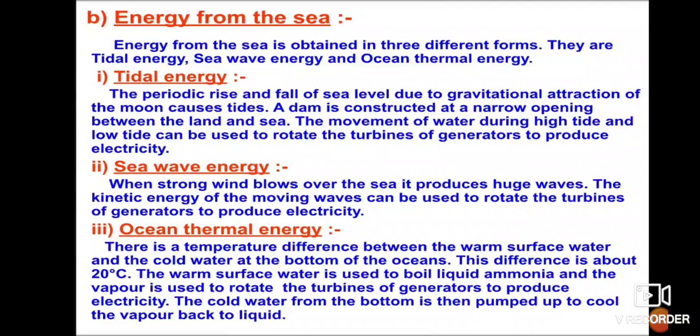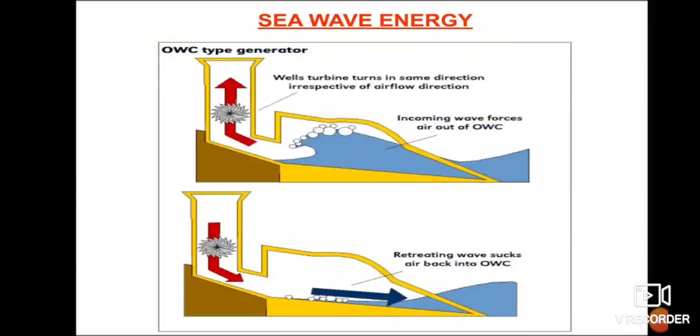This ocean temperature difference is used to boil the ammonia, which produces vapor, and that vapor is used to rotate the turbines of generators. When the turbines of the generator rotate continuously, it is converted into mechanical energy. That mechanical energy is used to produce electrical energy. The cold water from the bottom is then pumped up to cool the vapor back to liquid. These are the examples of sea energy.